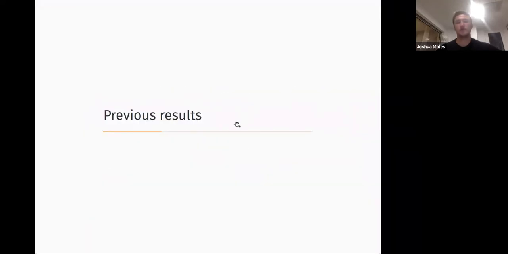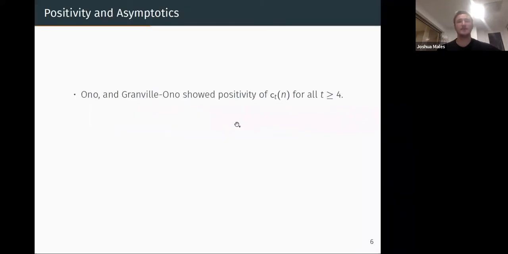Okay, so what was known? Do they exist? Yes. Ono and Granville-Ono showed positivity of c_t(n) for every t greater than or equal to 4. So whenever you take t greater than or equal to 4, every integer has a t-core partition.